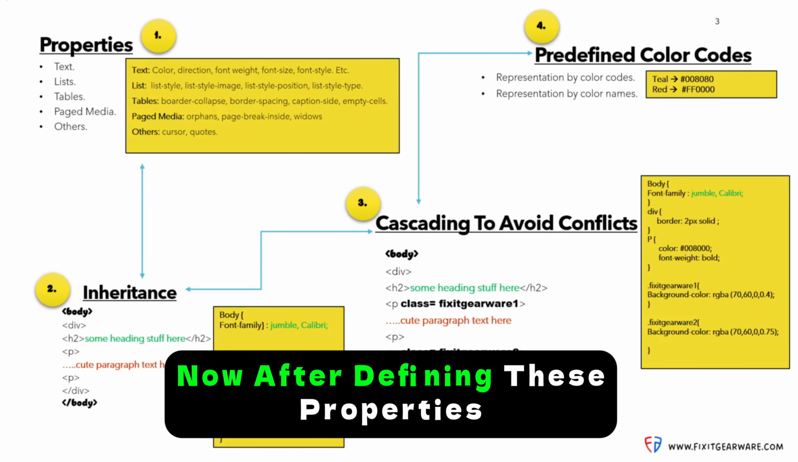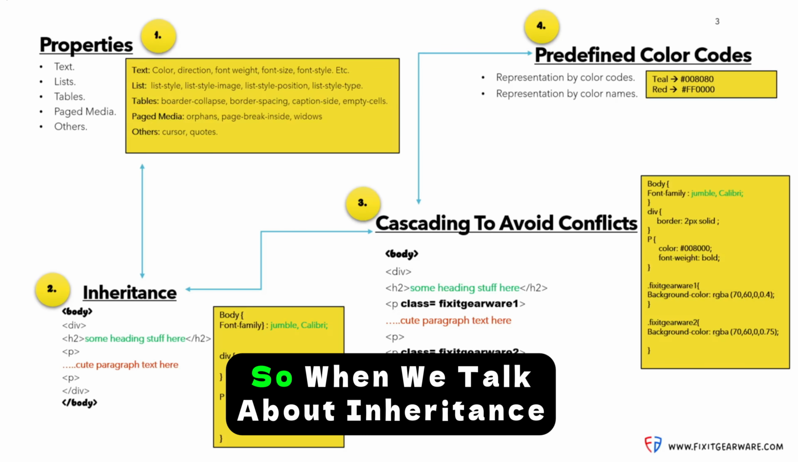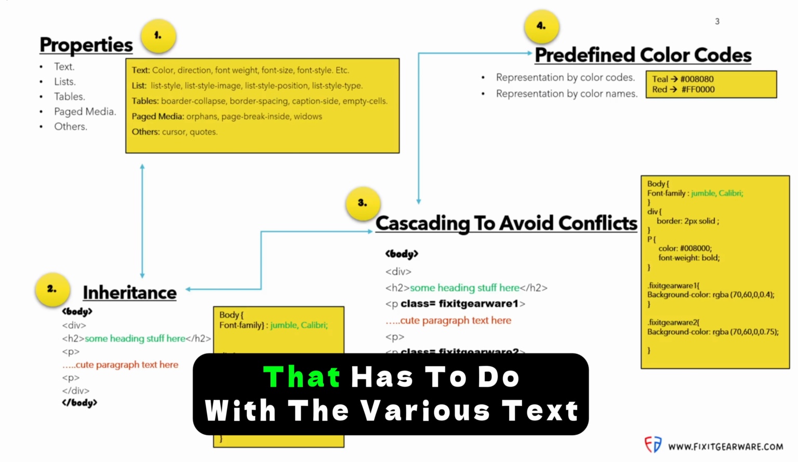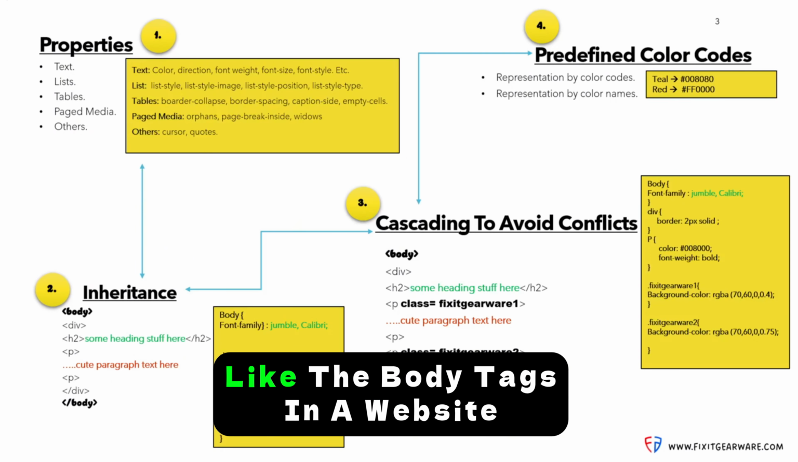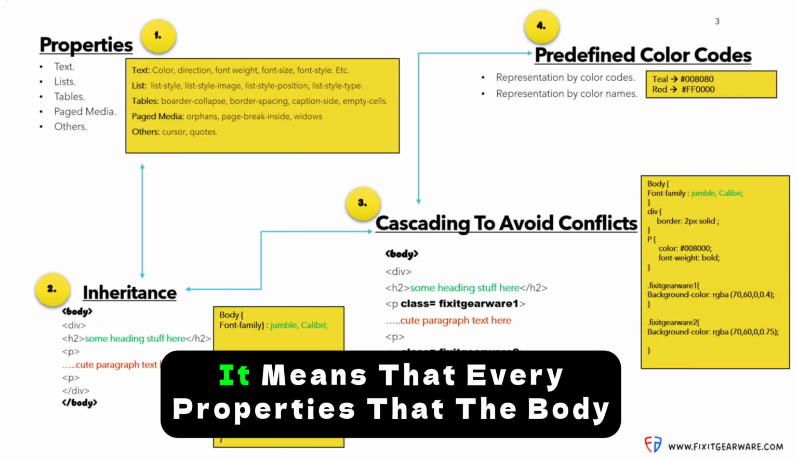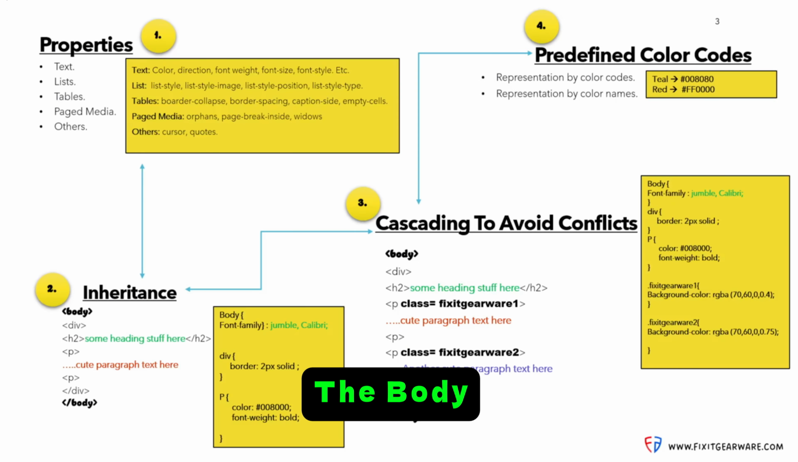Now, after defining these properties, the next thing we have to look at or talk about is inheritance. So when we talk about inheritance, we're talking about the properties that have to do with the various text defined within the body. So for example, when we define the body, like the body tags in a website, and we create a CSS property for the body, it means that every property that the body represents will be inherited by the various tags within the body.